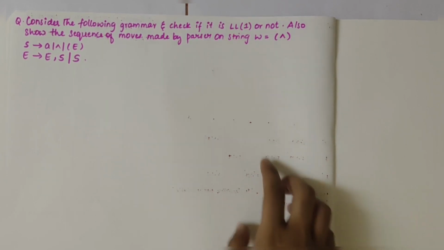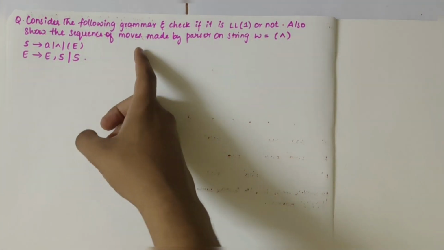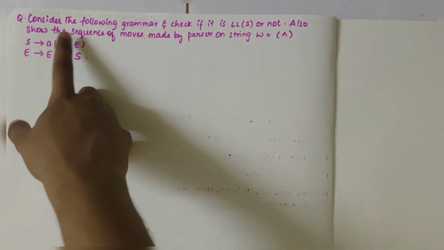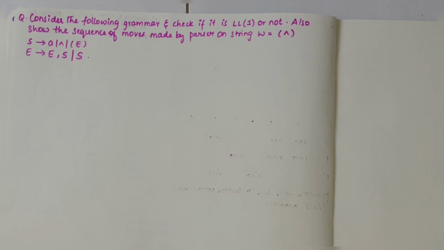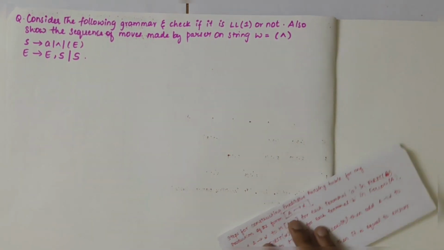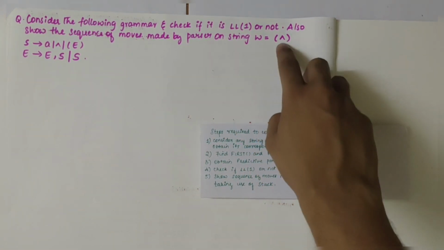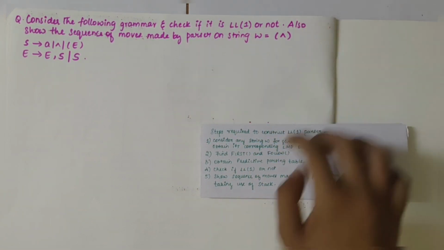In this video, we'll be considering the following grammar and check if it is LL1 or not. Also, we'll be showing the sequence of moves made by the parser on the given string W. And this is the string. The string comprises of open bracket and then the exponential symbol and close bracket.